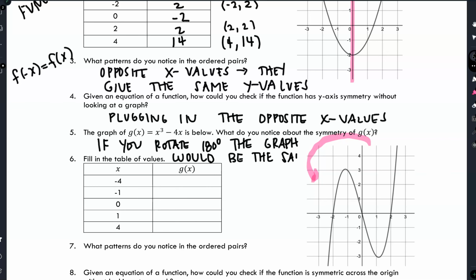This is called origin symmetry. So g of x here is an odd function. This is called origin symmetry.